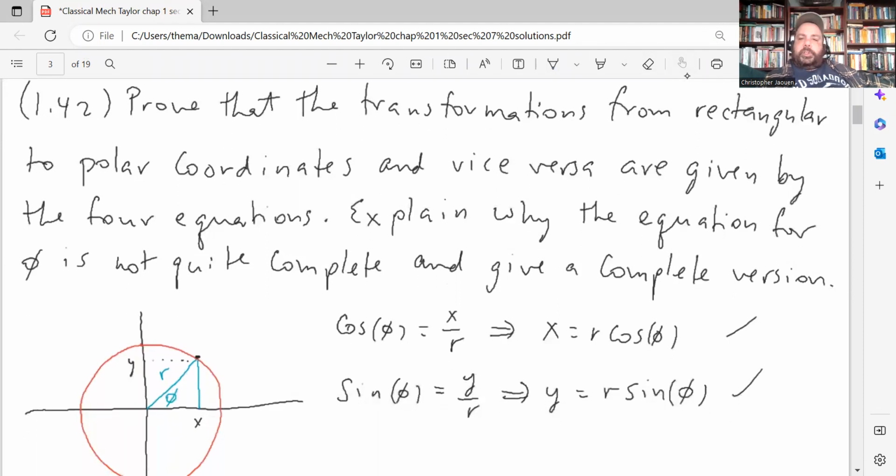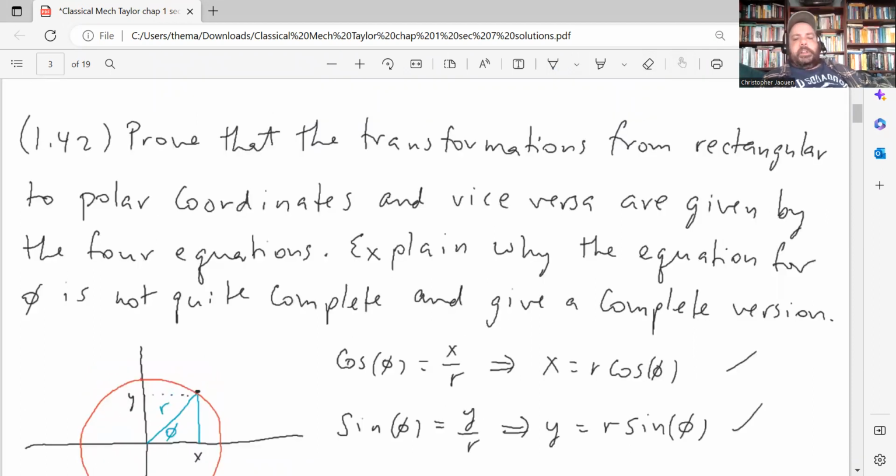Prove that the transformations from rectangular to polar coordinates and vice versa are given by the 4 equations that we talked about in the chapter itself. Explain why the equations for phi are not quite complete and give a complete version.